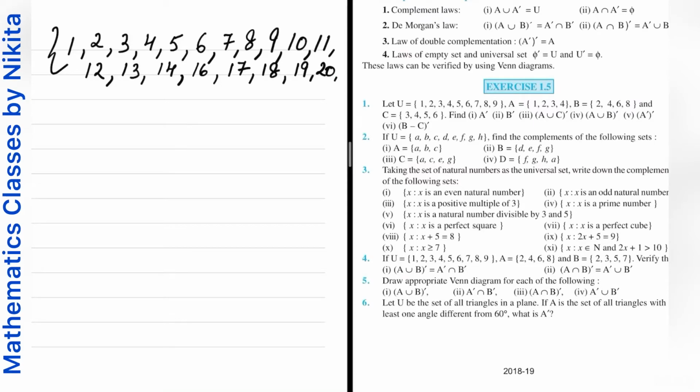So like this the list continues, and then you will skip which element? 30. Because 30 is divisible by 3 as well as 5. So this is how the set, the complement looks.